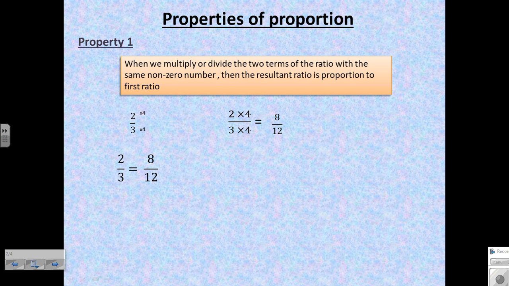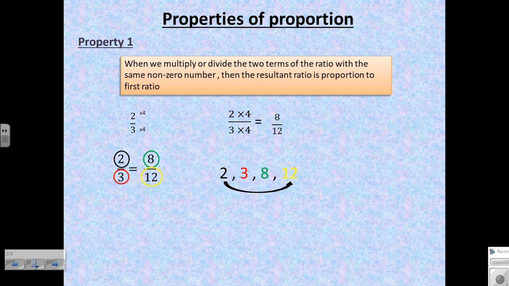Okay, from this point, we conclude that 2 is the first term, 3 is the second term, 8 is the third term, and 12 is the fourth term. 2, 3, 8, 12. These are the terms of this proportion.